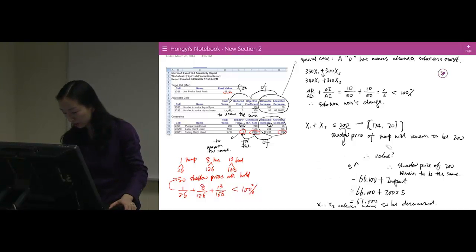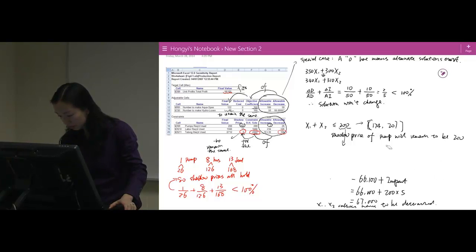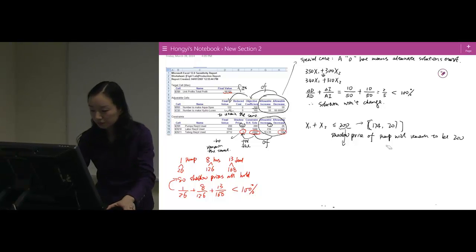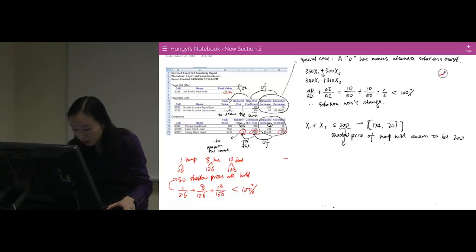Then we're going to look at the impact. By taking away one pump, it's 1 multiplied by its shadow price, 200. Minus, we have 8 hours multiplied by its shadow price, 16.67, which is shown as 17 here, rounded up. Minus 13 feet times the shadow price of 0. This gives us a value.